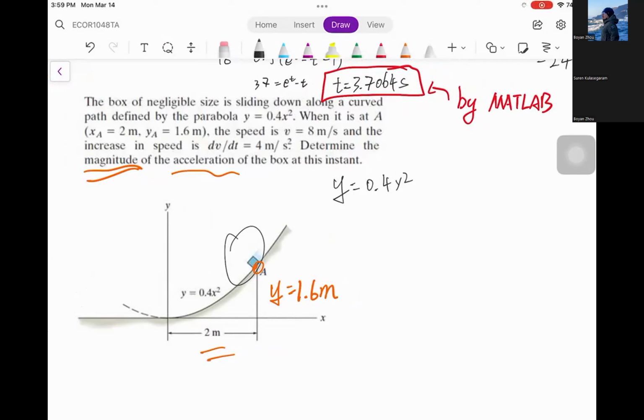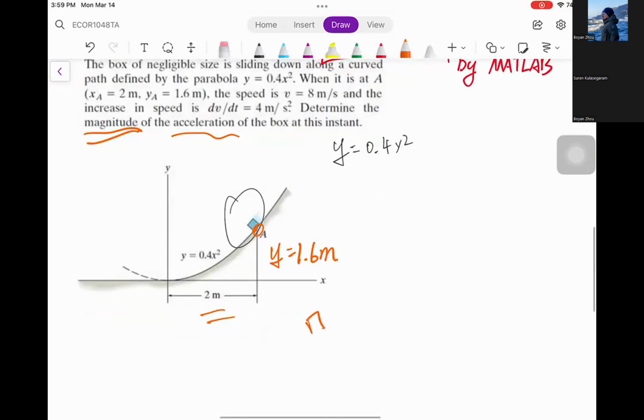So for any particle moving on a curve, when we are talking about the acceleration, we always need to consider the tangential acceleration and the normal acceleration. So even for this one, there are two accelerations. One is the acceleration pointing downwards, which is actually changing the speed of this particle. Another is the acceleration actually changing the direction, the moving direction of this box. So it's going to be in the normal direction, normal to the surface of the curvature.